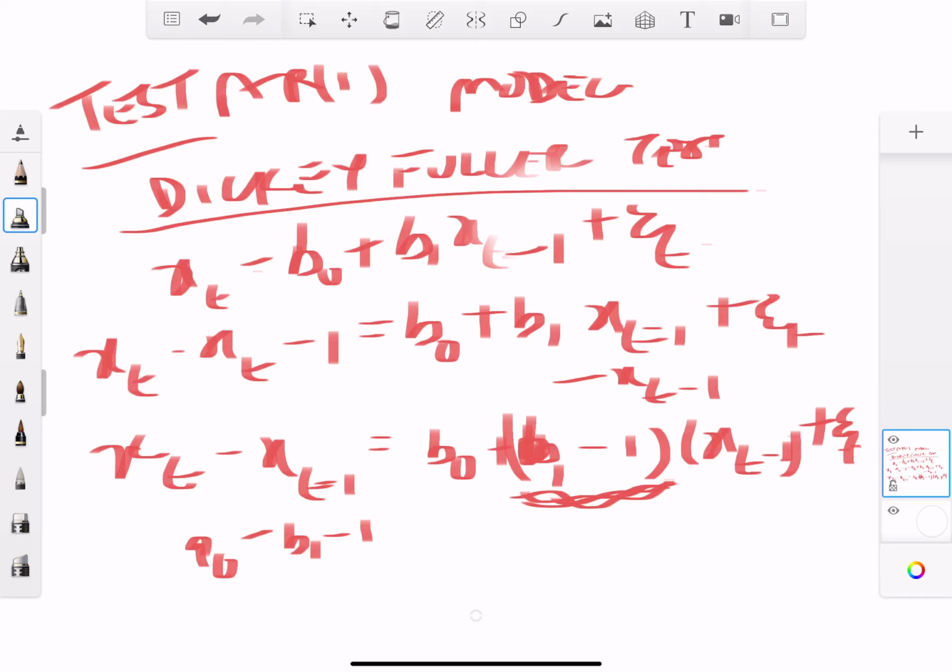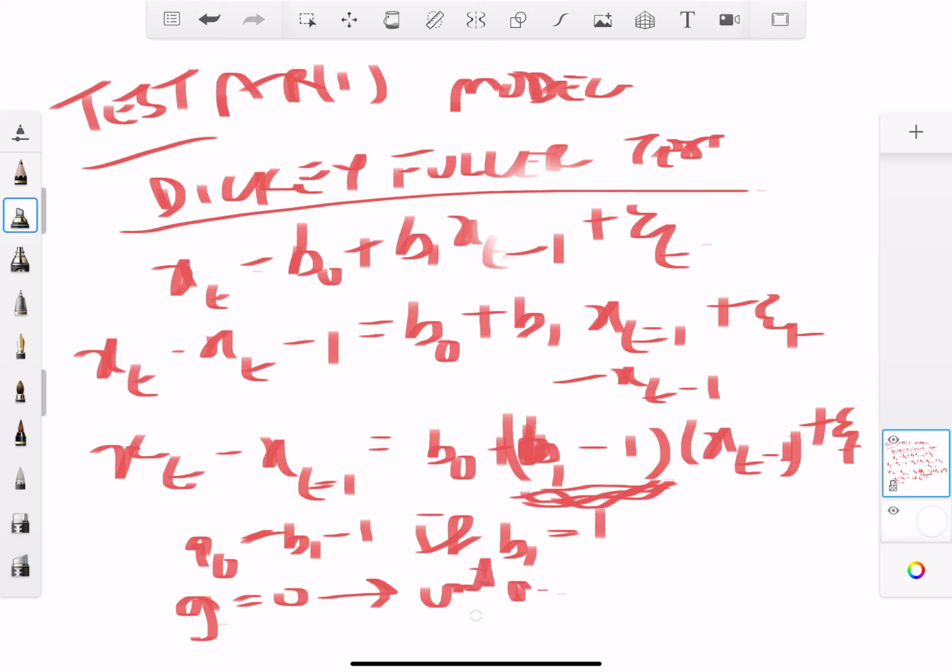So what the Dickey Fuller test really tells us is, if B1 is equal to 1, then this value which you consider as G is going to be equal to 0. If G is equal to 0, it means there is a unit root. If G is not equal to 0, there is no unit root, which means the time series model that we have is actually stationary.